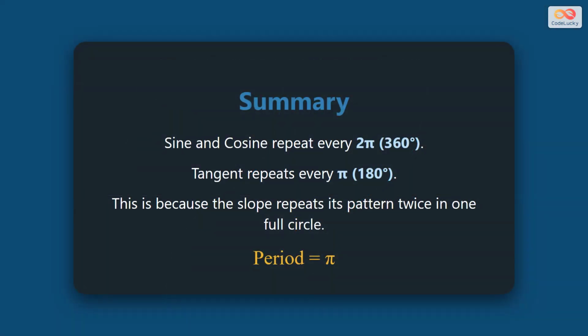In summary, while sine and cosine need a full circle to reset, tangent only needs a half circle. The ratio of y over x repeats itself every 180 degrees. That is why the period of the tangent function is simply pi.